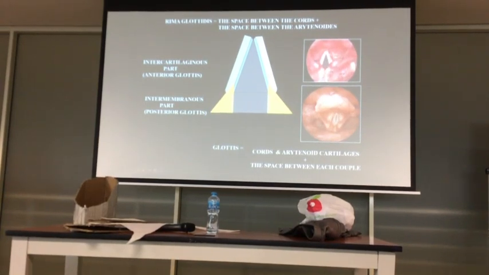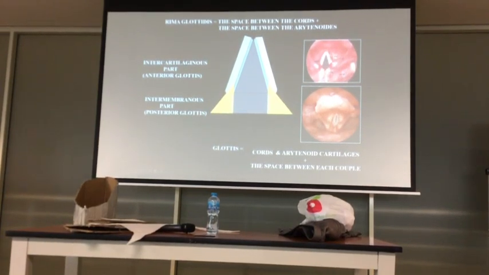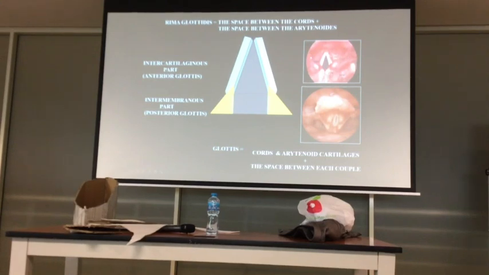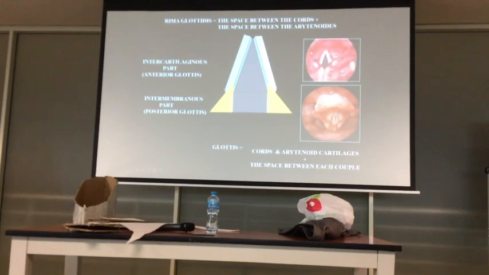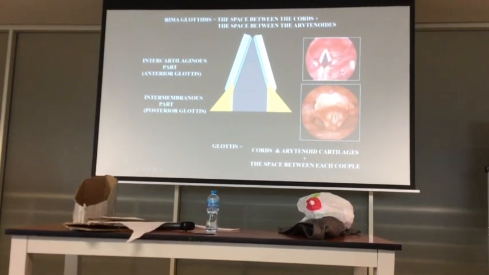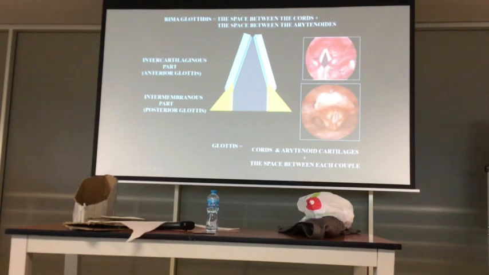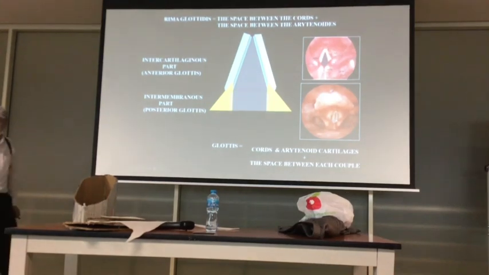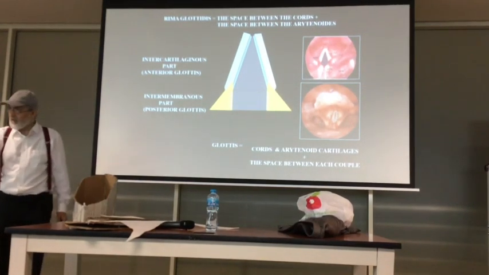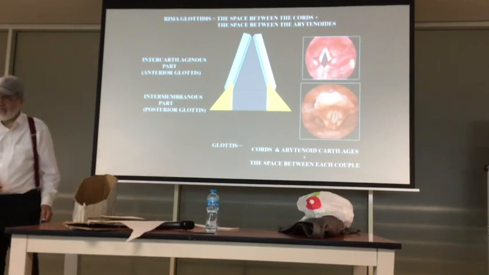Here is the cord. Why does it appear whitish from above? Here is the arytenoid. Here is the epiglottic fold, the superior edge of the quadrangular membrane. This is the epiglottis. This is here the arytenoid. Why is it whitish? Why is the cord whitish? Why is the fold whitish? Because there are no blood vessels there.